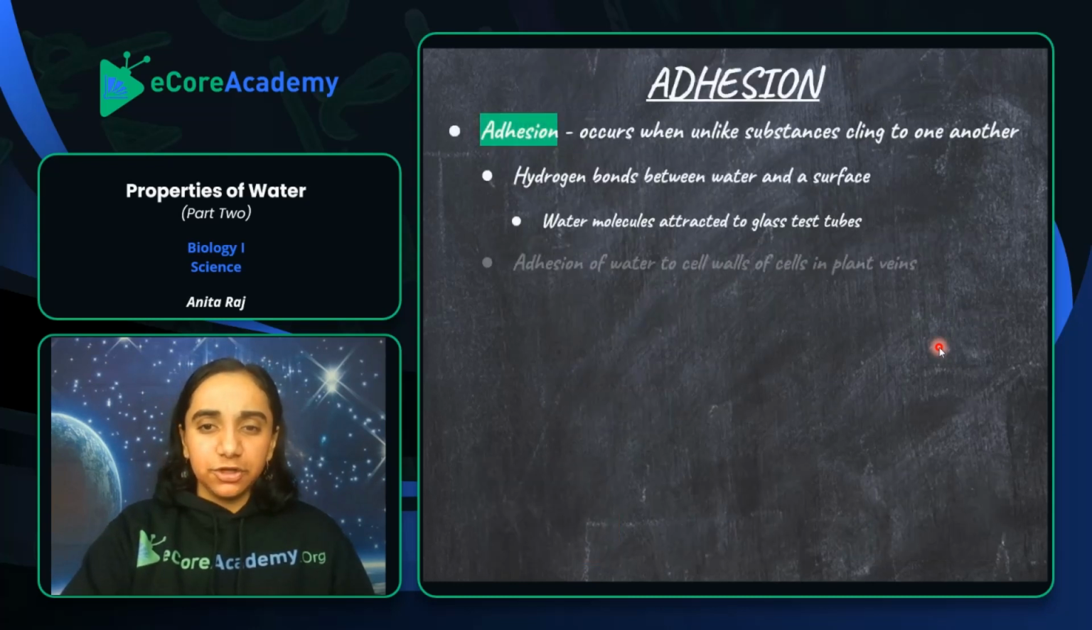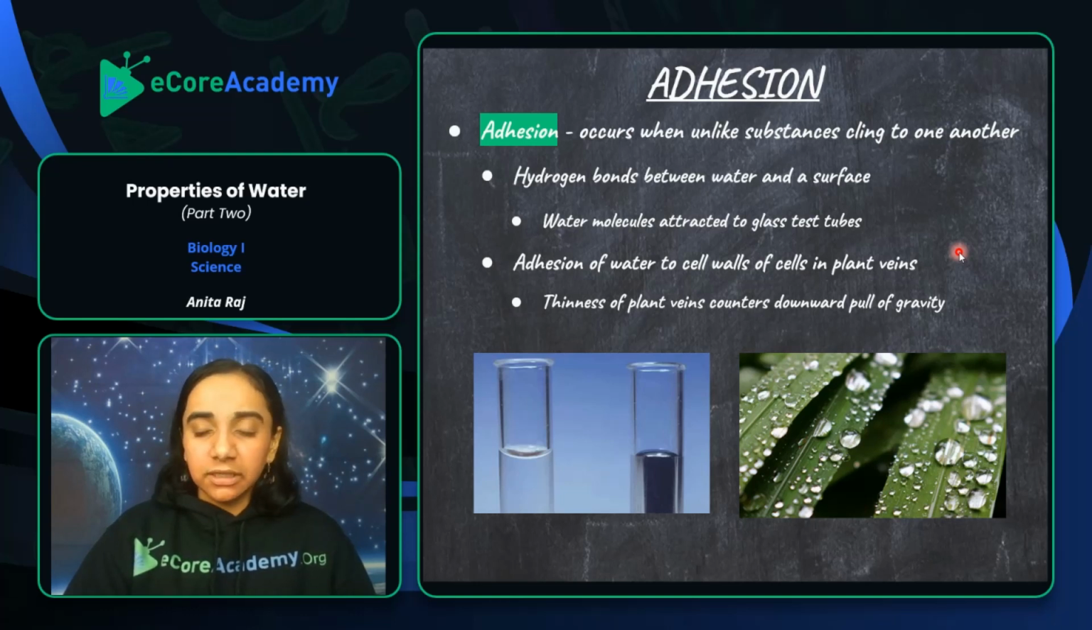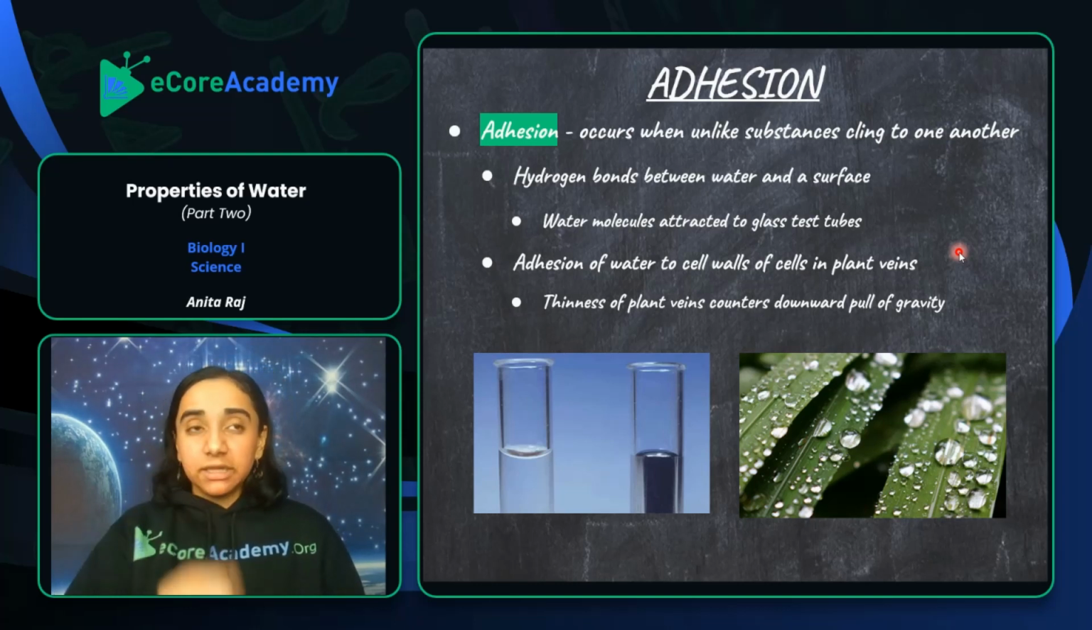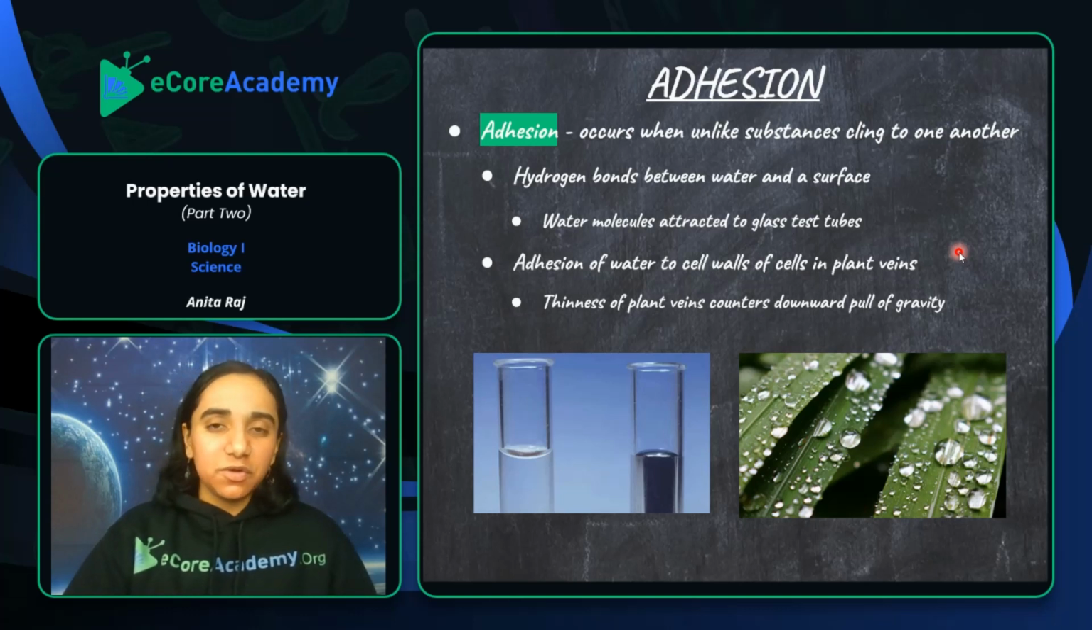So here's adhesion for you. If you want to think of it, adhesion's like cohesion's cousin. Adhesion occurs when unlike substances cling to one another. So they have an attraction between each other. They're not necessarily forming bonds, but one has a positive, one has a negative charge, and they get attracted to one another. So if you thought about it, cohesion was attraction between similar substances, one water molecule attracted to another water molecule, as you'll see in the thumbnail of this video. However, adhesion occurs when substances like water molecules are attracted to another surface.